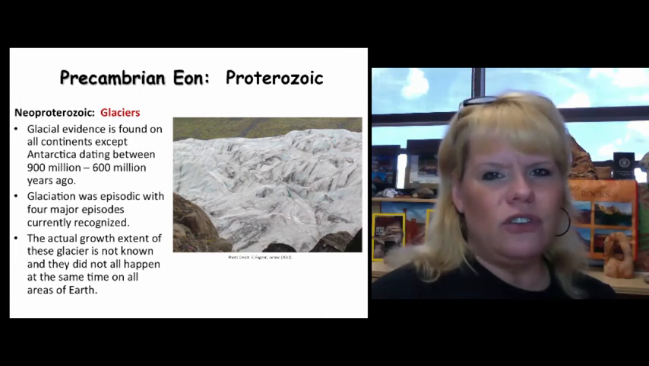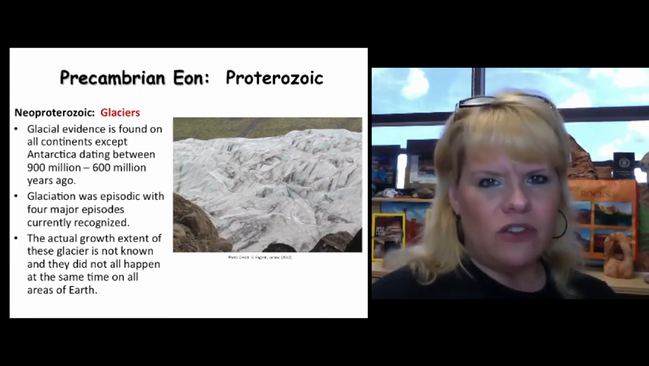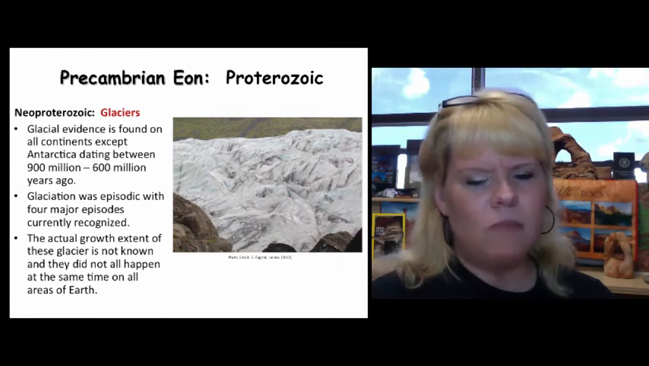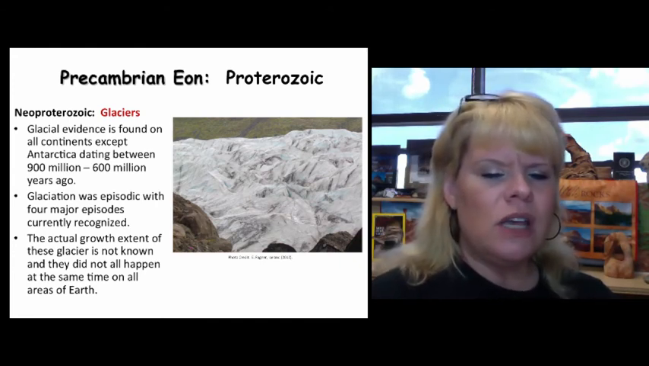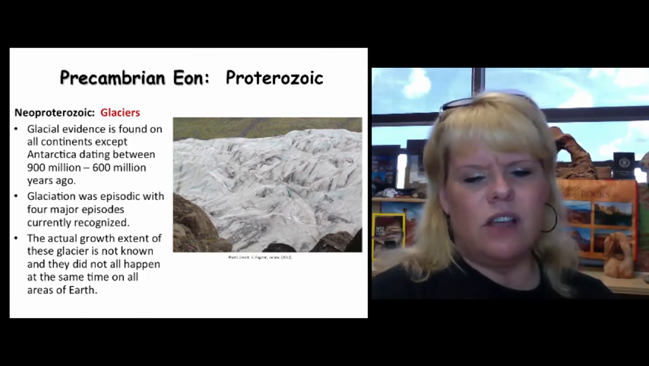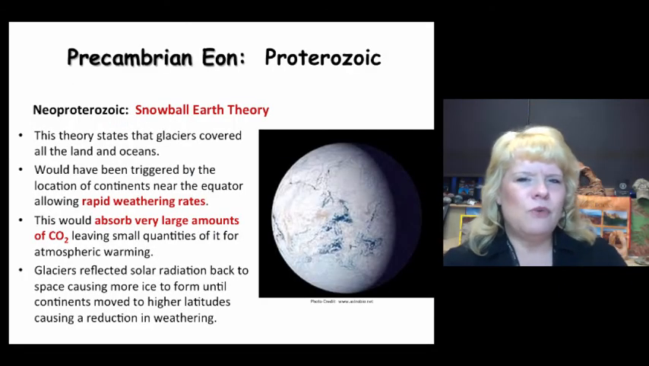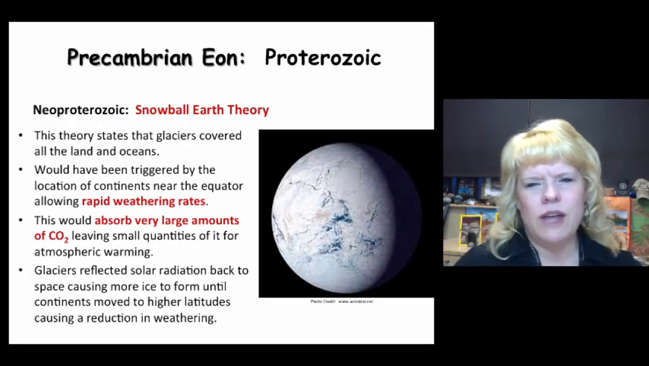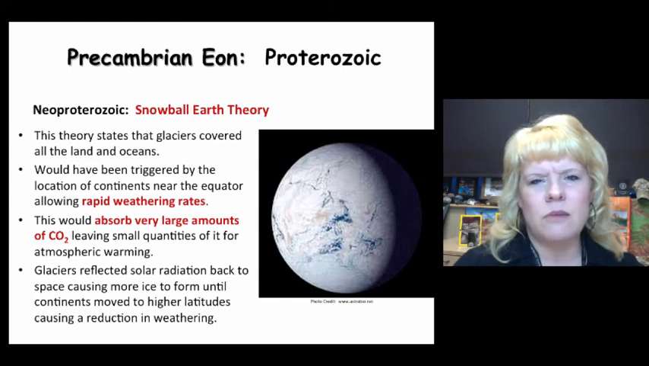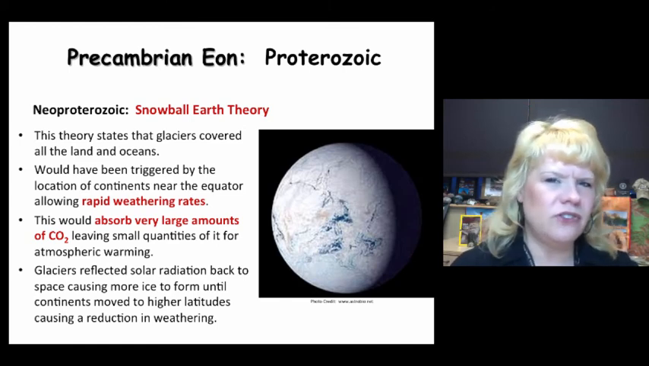So the glaciation didn't happen in just one big pulsation. It actually happened with 4 major episodes that are currently recognized during snowball Earth. So the actual growth extent of these glaciers is not known, and they did not all happen at the same time. So we've reached the point in the Proterozoic where we have to discuss one of the most important events that's going to set the stage for the rest of the course.